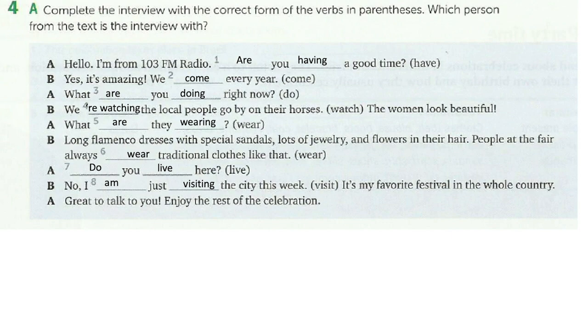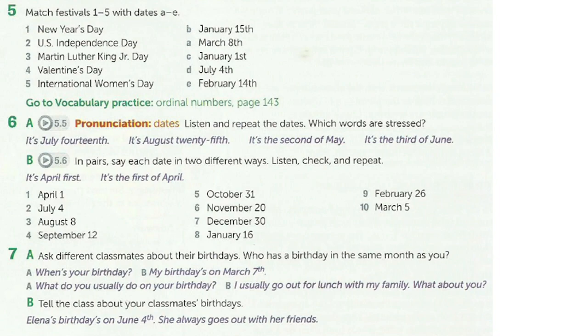Remember, the simple present is to talk about routines and habits and things that you normally do on a daily basis. And the present continuous is to talk about things that are happening at this moment or at the moment of speaking. Yeah, perfect. Now you can go to exercise number 5. Go to exercise number 5, please.